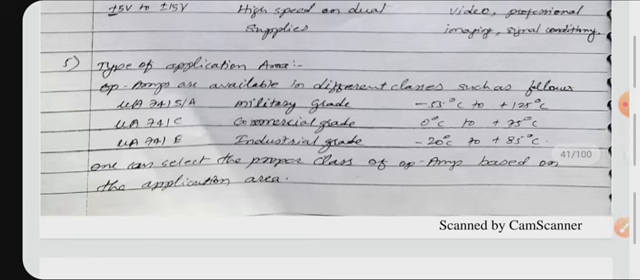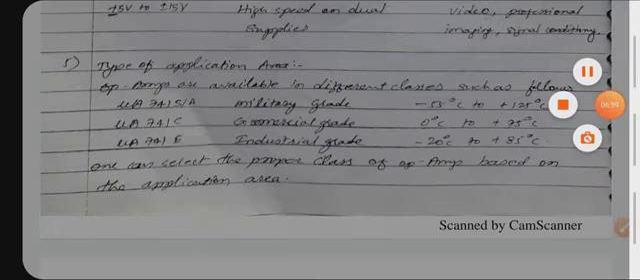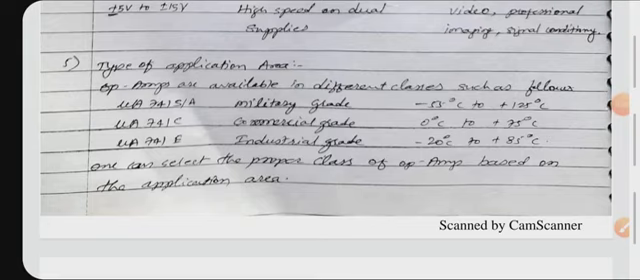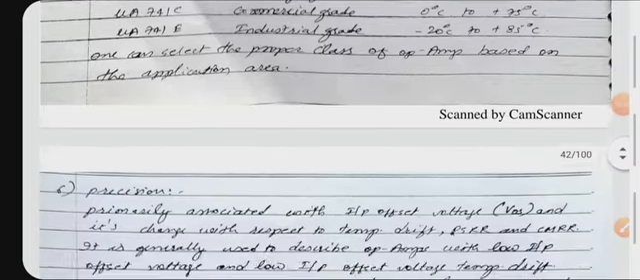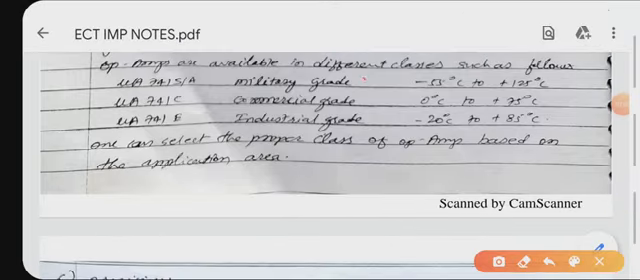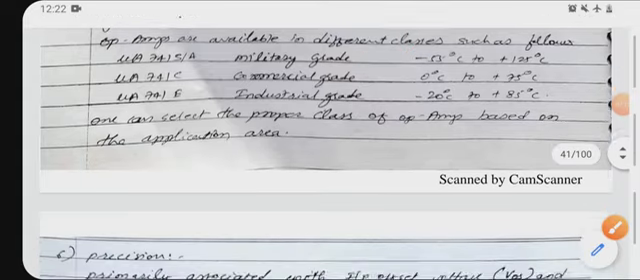Then you have to select what type of application you are selecting, for what type of application the operational amplifier is used. Depending on that, you have to select the operational amplifier, if it is for military grade, commercial grade, or industrial grade, and accordingly the temperature range will vary. If it is, suppose, commercial grade, the temperature range will vary from 0 degree Celsius to plus 75 degree Celsius. So this is another parameter.